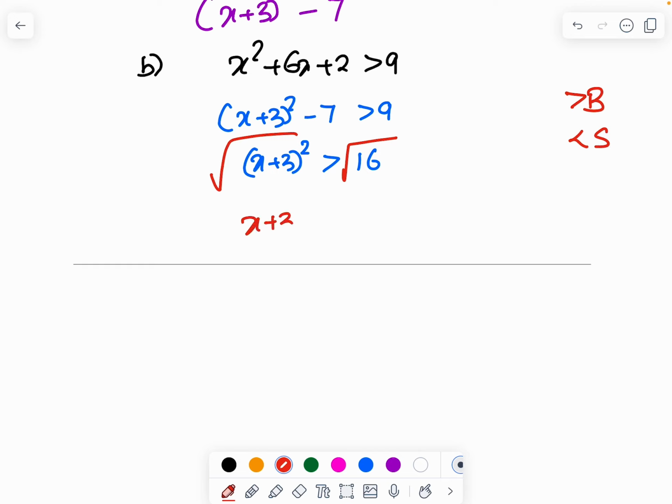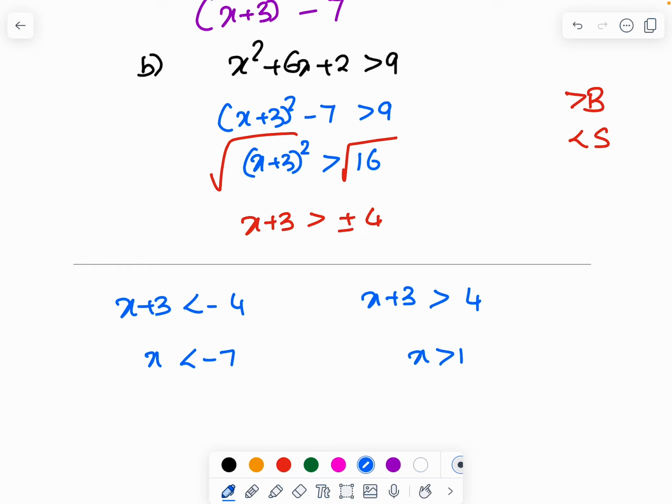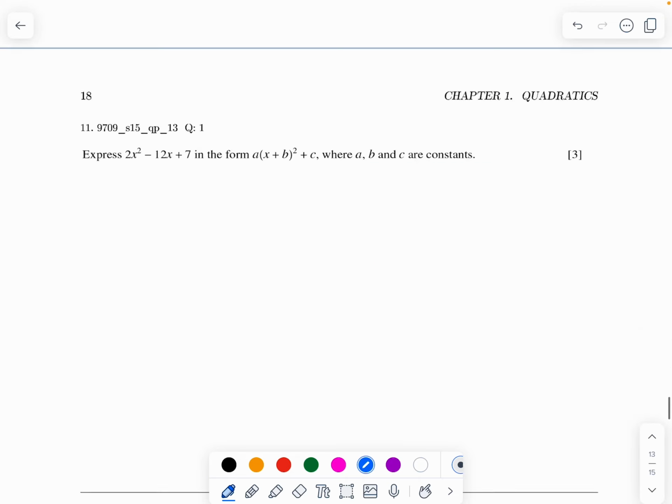So x plus 3 is greater than plus or minus 4. So I should take plus 4 one time and minus 4 one time. So lesser than the smaller root. The minus 4 is the smaller one. So x plus 3 is less than negative 4, or x plus 3 is greater than positive 4. So x is less than negative 7, or x is greater than 1. That's going to be the answer.